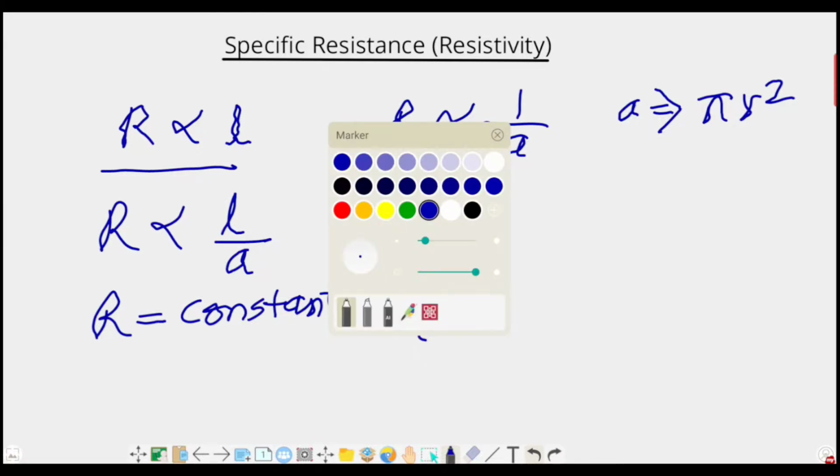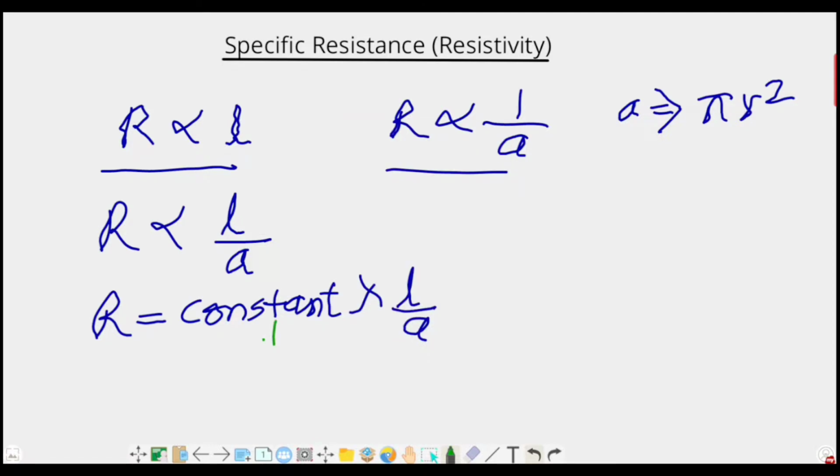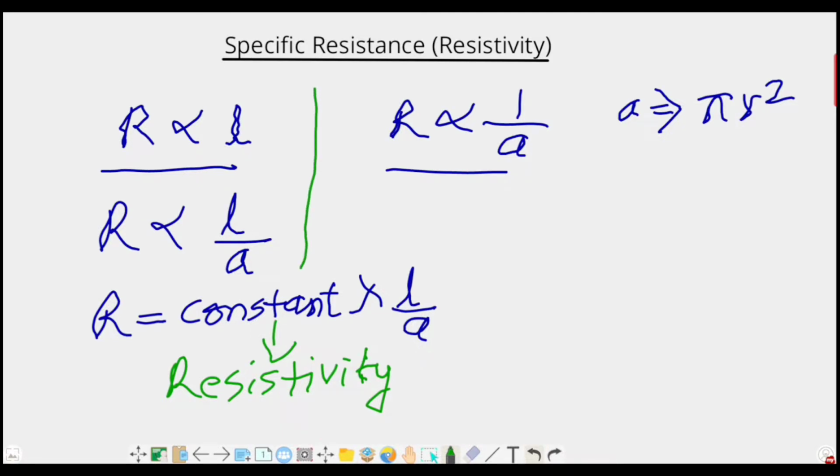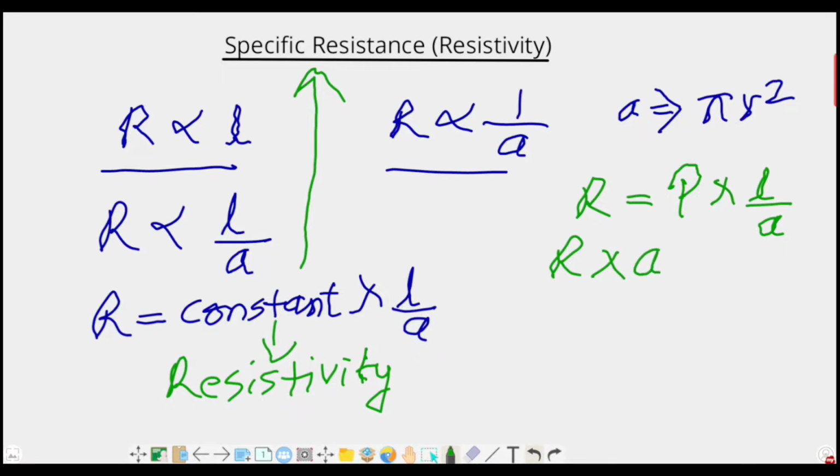This constant is known as resistivity. It indicates the characteristic of the material of the wire, hence it is also known as specific resistance. This is indicated by the letter rho. When I transfer L by A to this side, it will be rho equals R into A upon L.